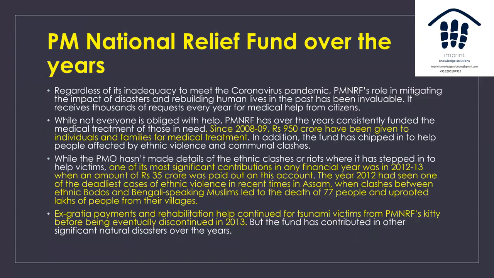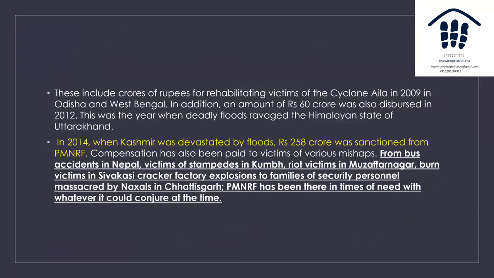एथनिक वॉल्यूम्स होता असम में बोडोज एंड मुस्लिम्स के बीच में, बंगाली स्पीकिंग मुस्लिम्स के बीच में 77 पीपल डाइड एंड लैक्स ऑफ पीपल हैव uprooted, राइट? देन जो सुनामी आया था 2004 में, राइट, 2004-5 में, at that time also this stepped in, and this kept on happening from 2004-5 to 2013, right? So साइक्लोन आला इन ओडिशा, वेस्ट बंगाल में भी रिहैबिलिटेट करने में इन्होंने दिए थे 60 करोड़ रुपए, राइट?